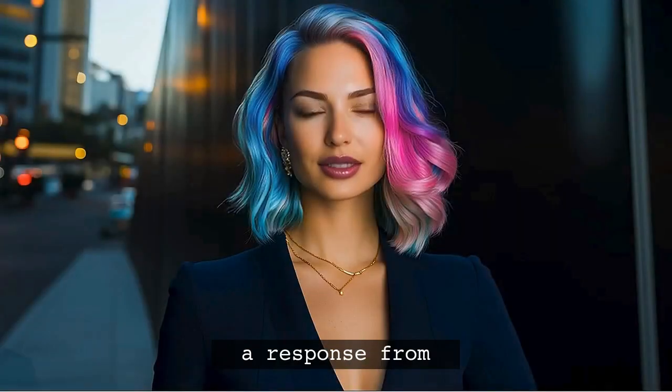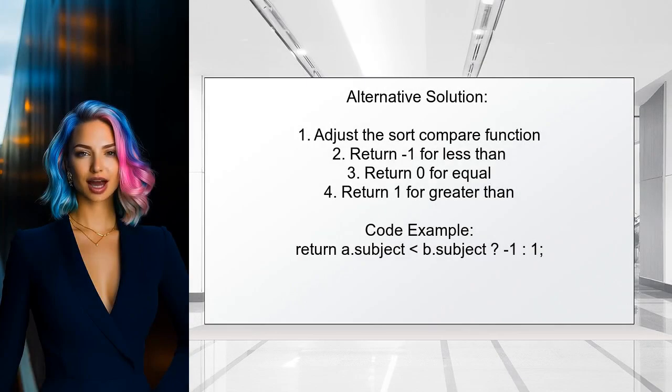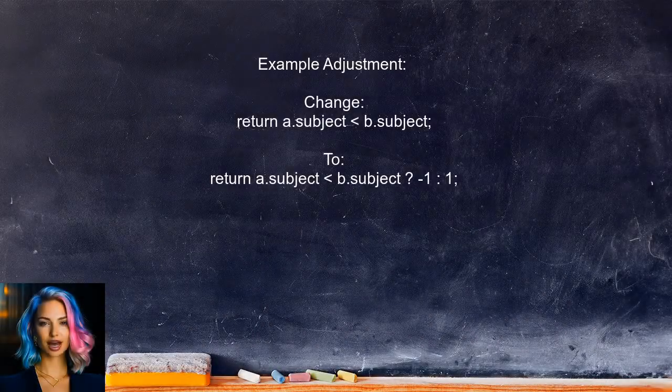Now, let's see a response from a different user. An alternative solution suggests adjusting your sort compare function. Instead of returning true or false, you should return -1 for less than, 0 for equal, and 1 for greater than. This ensures proper sorting. For example, change the line that compares subjects to return -1 if the first subject is less than the second, and 1 otherwise. This will help achieve the desired sorting order.